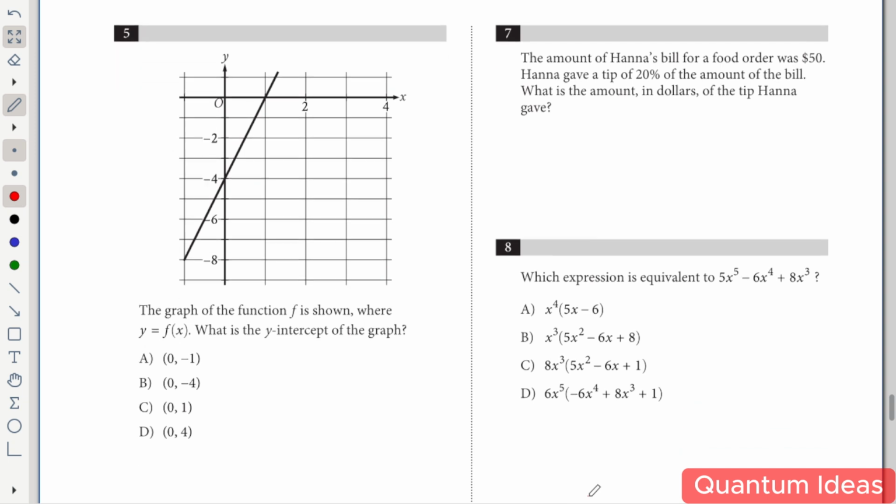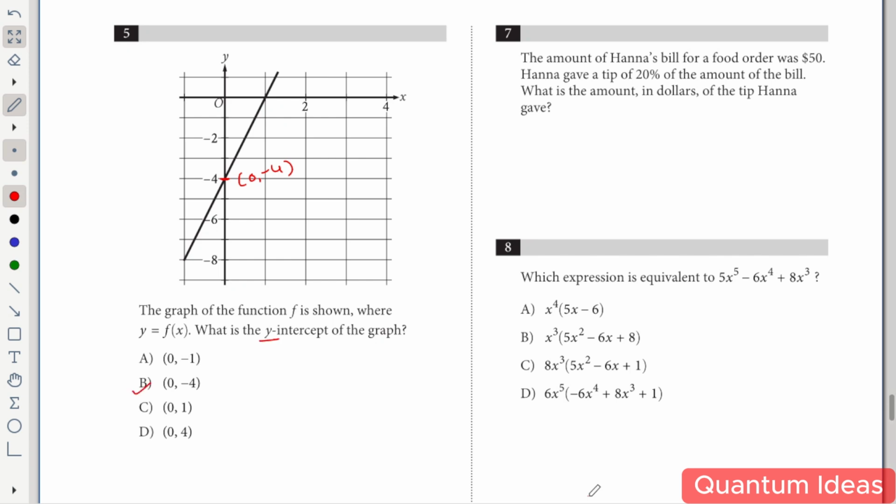Okay, there is another graph. The graph of the function f is shown where y equals f(x). What is the y-intercept of the graph? So what is the y-intercept? Where the value of x is 0, right? That is this one. So this is where the value of x is 0, y is -4. So the y-intercept of the graph is (0, -4).